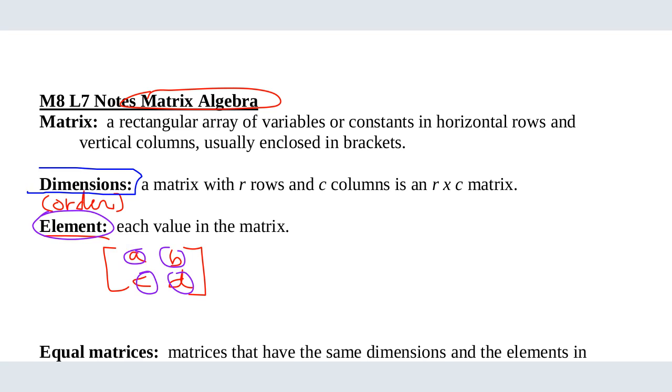The dimensions are the number of rows by the number of columns, column 1, column 2. Notice you can count. So there's 2 rows and 2 columns. So the dimensions of this one is a 2 by 2.